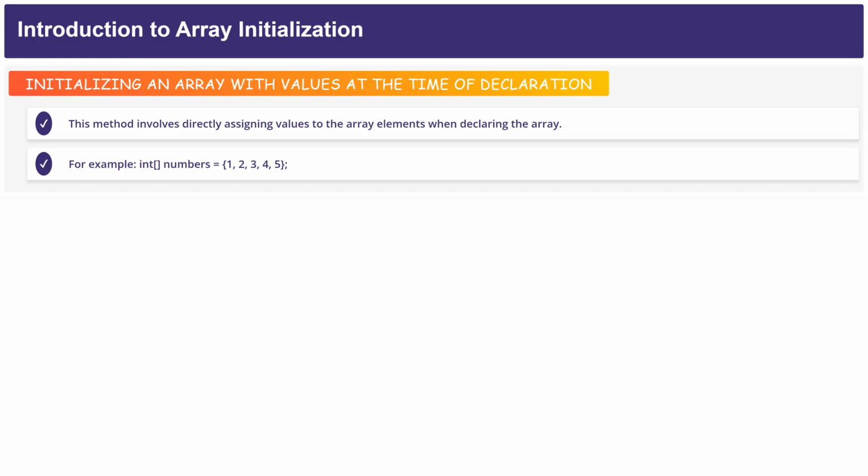Welcome to this tutorial on initialization of arrays in Java. In this method, you can initialize an array by directly assigning values to the elements at the time of declaration. For example, you can declare and initialize an int array with values 1, 2, 3, 4, 5, as follows.